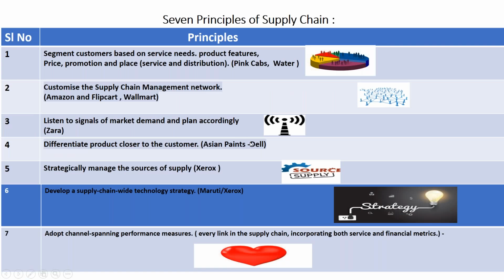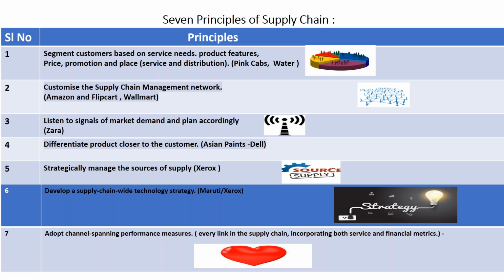Now, the 7 principles of supply chain, what I mentioned, along with the other 5 will help you in designing a strategic fit supply chain. Now, you have to segment, what I mentioned, segment customers based on service needs, product features, price, promotions, places. Now, customize the supply chain management network. I have given you the example of Amazon and Flipkart.